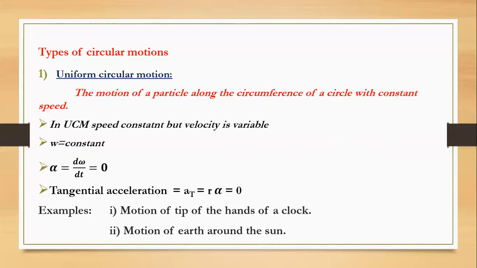The second type of circular motion is non-uniform circular motion. Non-uniform means the speed is not uniform. Now pay attention. Before that, let me cover some articles. Radial acceleration or centripetal acceleration.